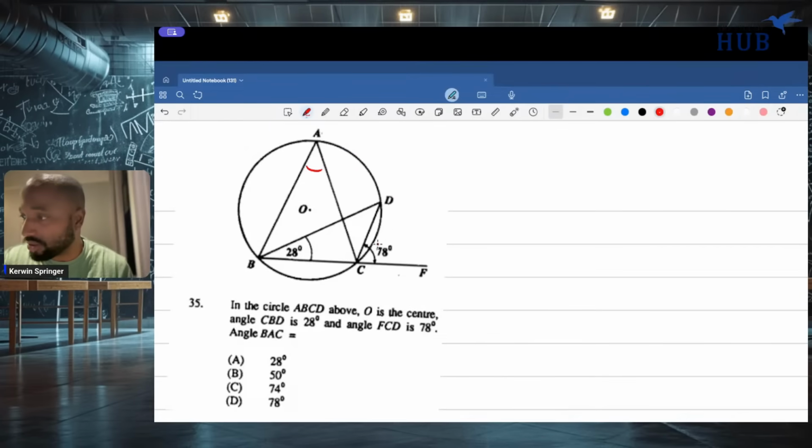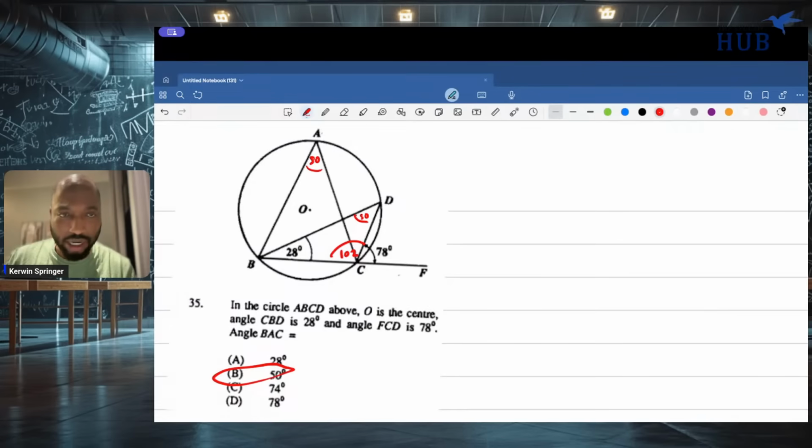Okay, whatever. So if this is 78, this has to be what? 102. This is 102 and this is 28. This is like 130. So this is like what? 50? 50. And if this is 50, this is also 50. So the answer is B. Yeah, B. Okay, so we keep it pumping.